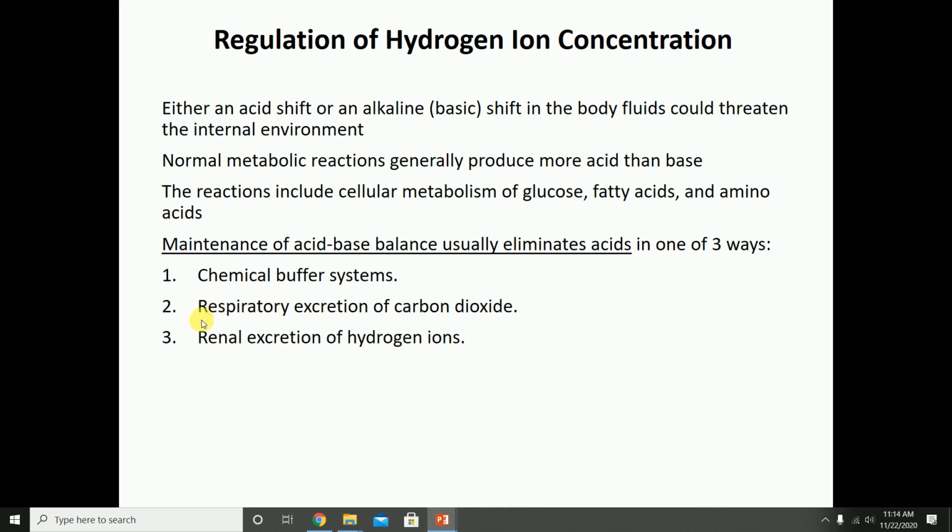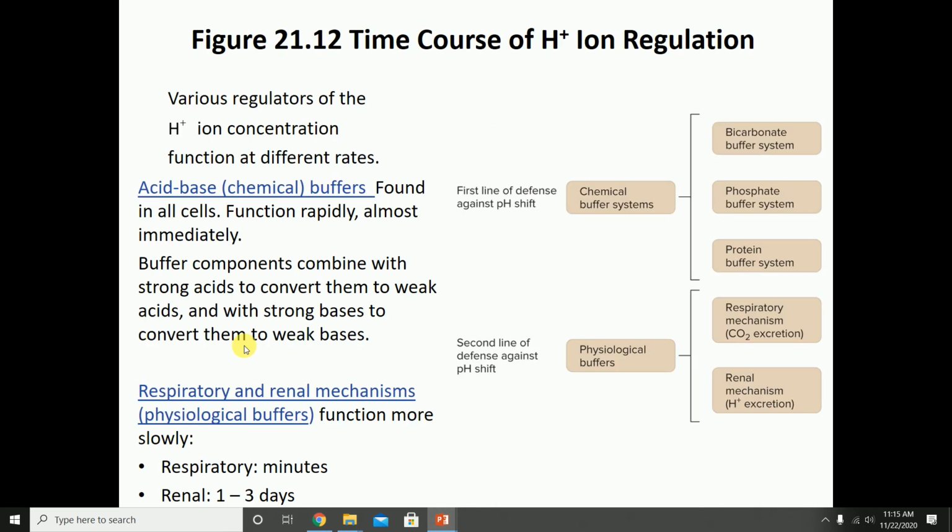The third buffer is renal excretion of hydrogen ions, and this takes a couple of days until we could see an effect. So again, your very first one would be the chemical buffers that are found within the cells. That is pretty much instantaneous balance. Second would be the respiratory, which takes a couple of minutes. And then the renal buffer takes about a couple of days.